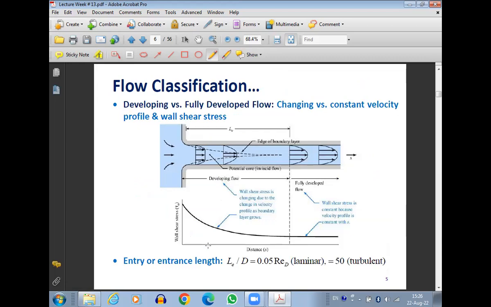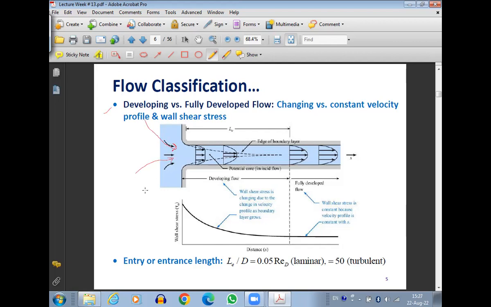Now, this is one classification, whether the flow is laminar or turbulent. The other classification is the developing versus fully developed flow. Suppose I have a pipe here, and the fluid is entering from a container or from a tank into the pipe.